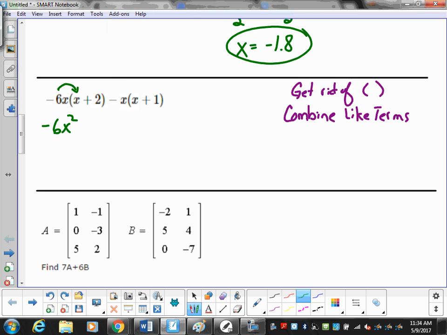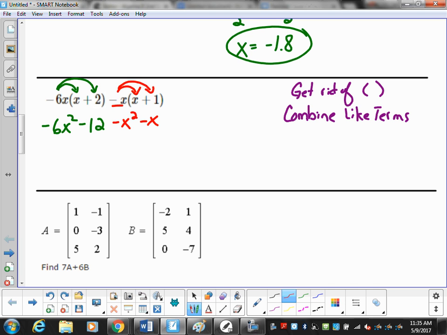About the pause. So we did the negative 6x times x, which is negative 6x squared. And then I multiply the negative 6x times the 2, which is a minus 12. Okay, so that first set of parentheses is now gone. And then I move to the next one. I have the negative x times x is a negative x squared. And then a negative x times 1 is a negative x.